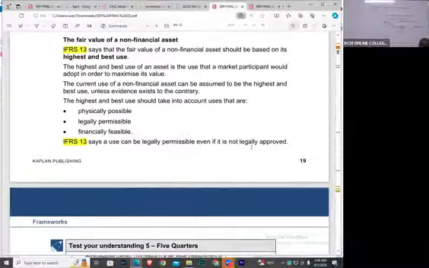So what is the best use? Should I sell this land or should I build on it? What is the best use? If I build on it, I'm going to get cash flows from my rental property. So best use perhaps could be that, or selling the land. So what is the best use? Very, very important for us to appreciate this, ladies and gentlemen.